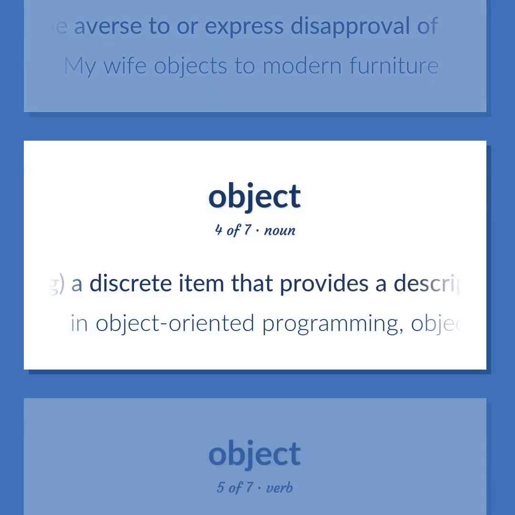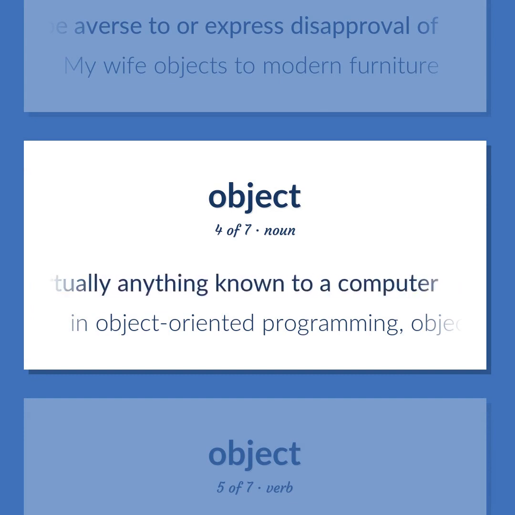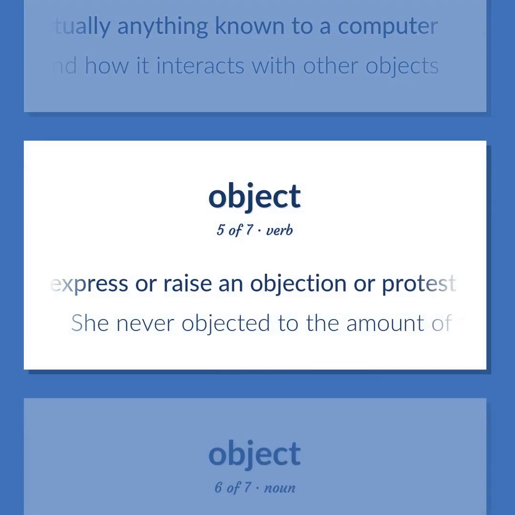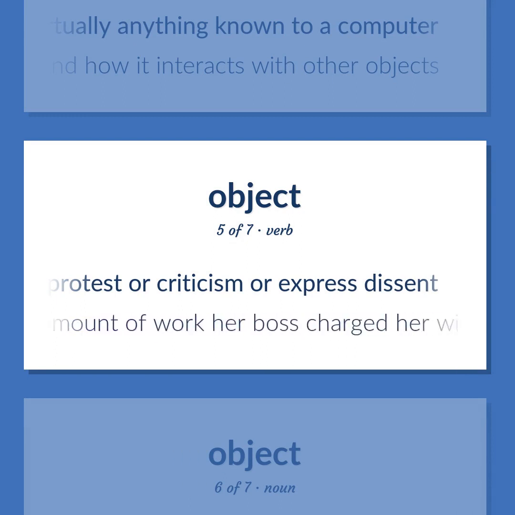Computing. A discrete item that provides a description of virtually anything known to a computer. In object-oriented programming, objects include data and define its status, its methods of operation and how it interacts with other objects. Express or raise an objection or protest or criticism or express dissent. She never objected to the amount of work her boss charged her with.